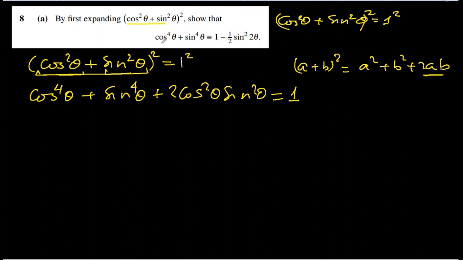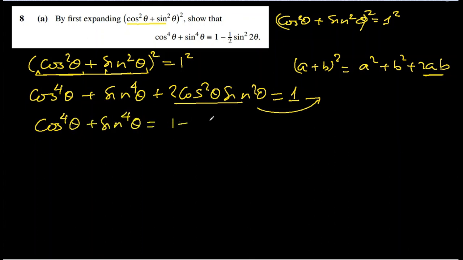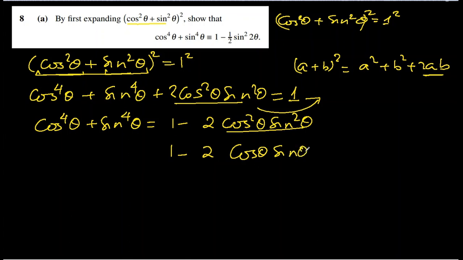In the identity, they are asking us to prove cos 4 theta plus sine 4 theta on the left side. That means this one has to move to the right side. So let's do that. Cos to the power 4 theta plus sine to the power 4 theta is equal to 1 minus 2 cos square theta sine square theta. This can be written as 1 minus (2 cos theta sine theta) whole square, because I want a square here, so that's why I converted the individual squares to the whole square.